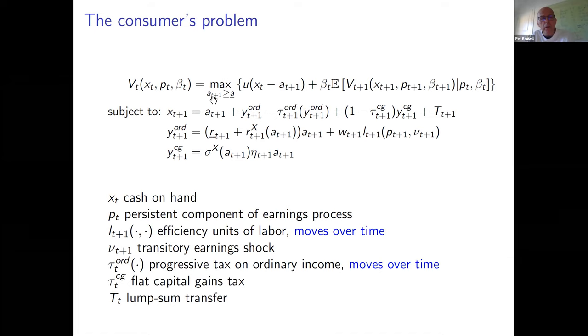Utility function, cash on hand, minus cash tomorrow. Beta T is that we allow the discount factor to be random, but in the results I'll show you, it's not random and it doesn't play any role.